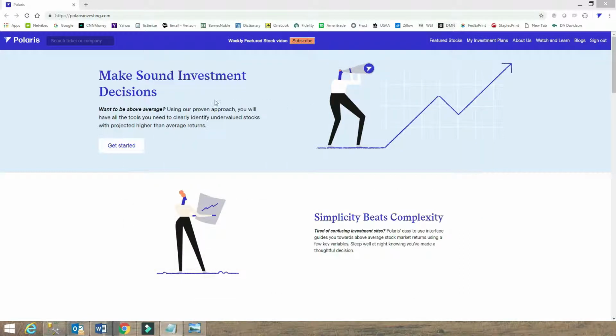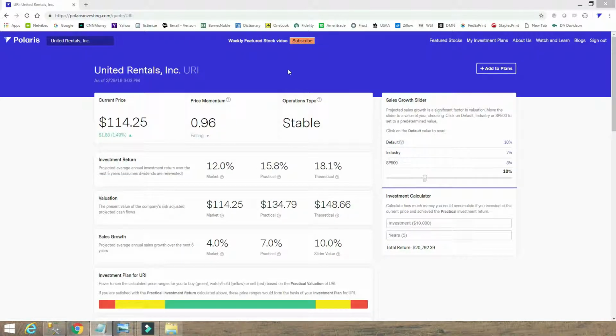With a review of the valuation formula used by Polaris Investing complete, I'm going to now discuss the featured stock. In this featured stock video, we're discussing United Rentals. You can see here when we go to the PolarisInvesting.com site and take all the defaults, the practical investment return is 15.8%. So it's definitely a stock that is worth looking further into.